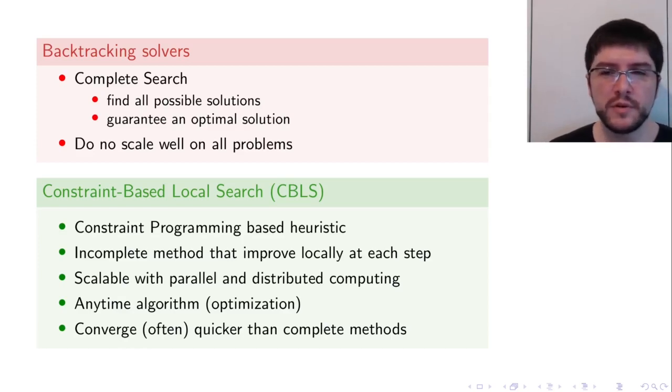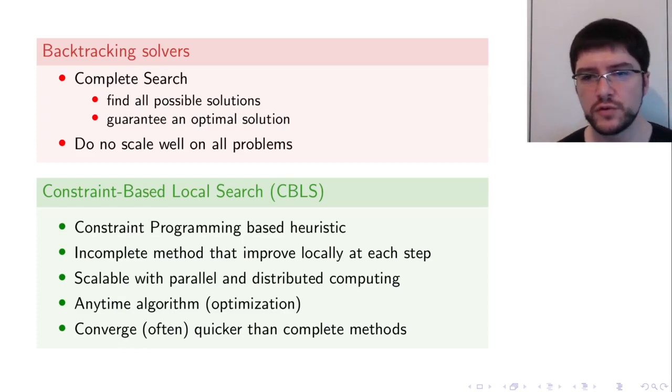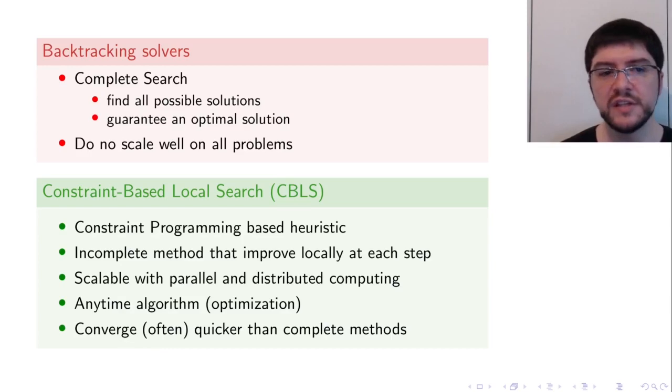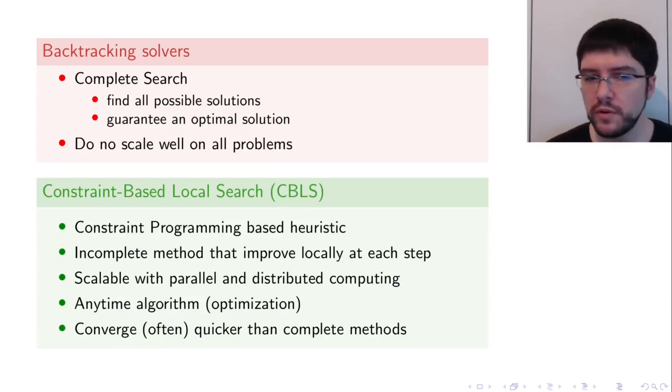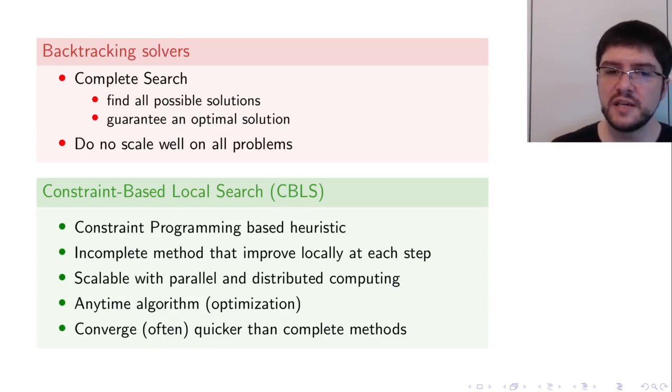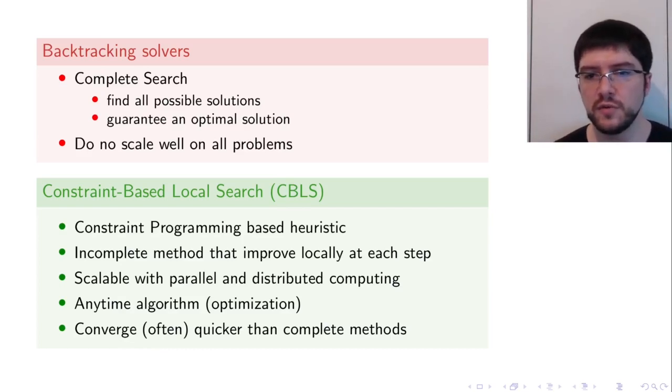So if you remember, the 3 previous solvers are mainly backtracking solvers. So they do complete search, which has some advantages. It can find all possible solutions of a problem, and it also guarantees that eventually an optimal solution will be found. However, for some problems, it does not scale so well.